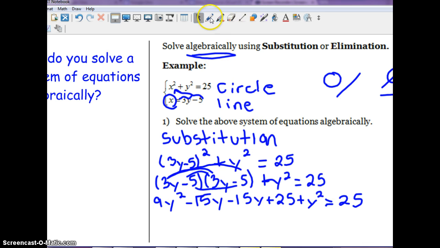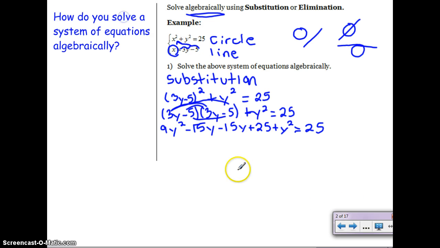All right, so now it's basically simplifying and then solving. I have the 9y squared here with the y squared, so that gives me 10y squared. I also have negative 15y and negative 15y, so that's going to make negative 30y. And then I have this positive 25 I'll bring down, and then equals 25.